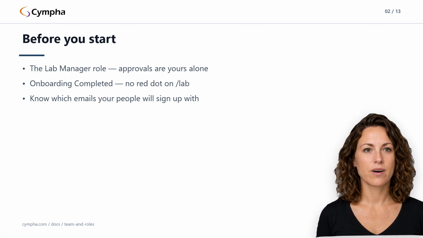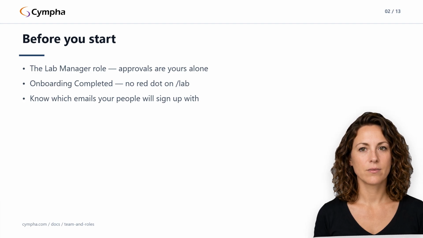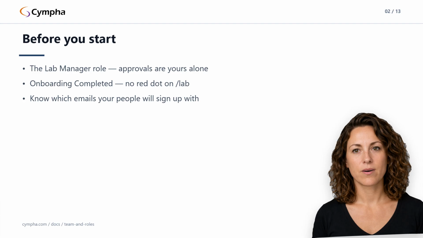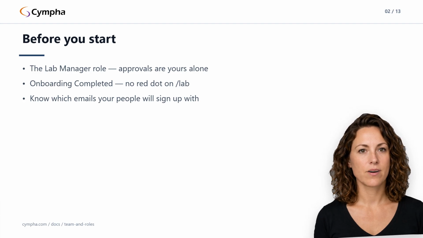Third, know the email addresses of the people you want to add. You won't type those emails anywhere yourself. They'll use them to sign up, but you'll be matching names against your approval list, so it helps to know what's coming. Cympha defines 7 lab side roles, and each has a specific status responsibility. Let's take the first 4.